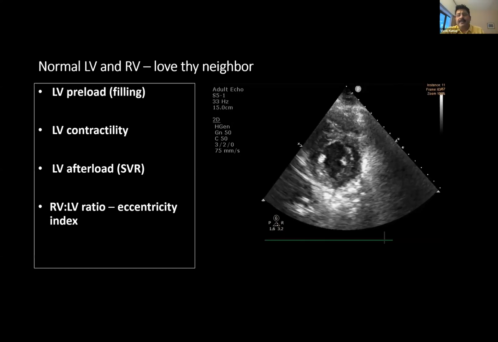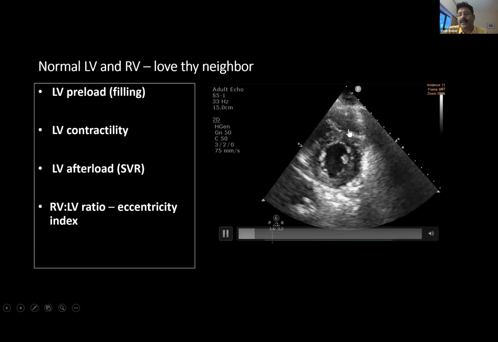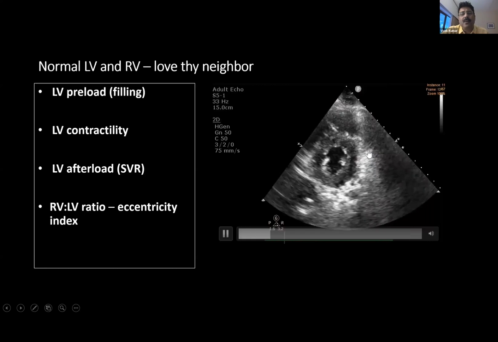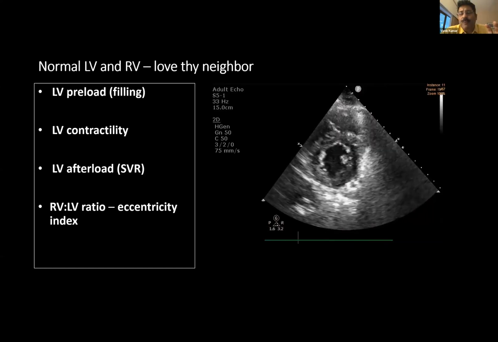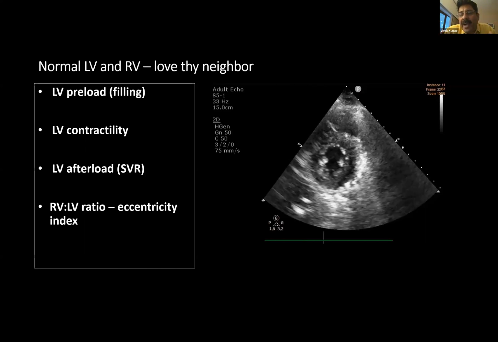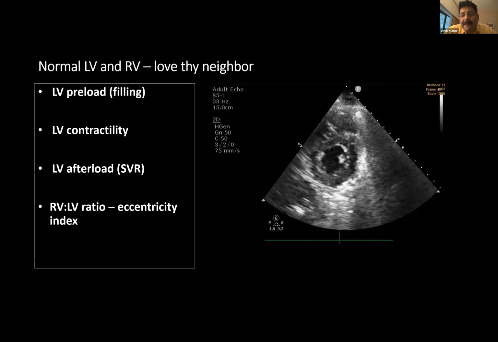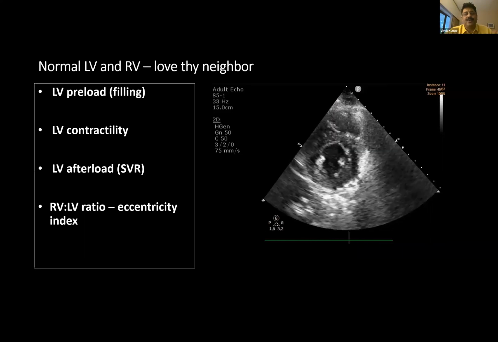Again, we see here the short axis view, papillary muscle level. This is the right ventricle here. This is the anterolateral and this is the posteromedial papillary muscles. Now in LV, in this view, we look at three things. The LV preload, that is the filling. So if this LV is not filled adequately, you will find that in end systole, it just crumbles and both the papillary muscles, which you can see, go and kiss each other in end systole.